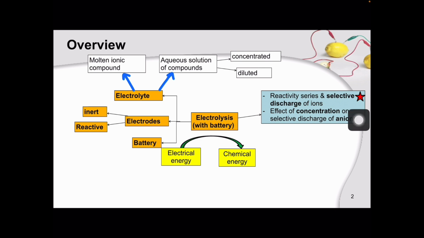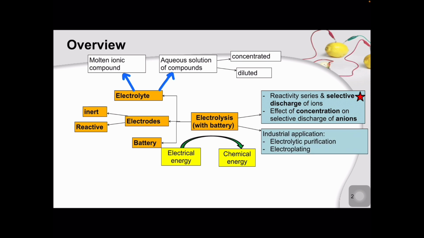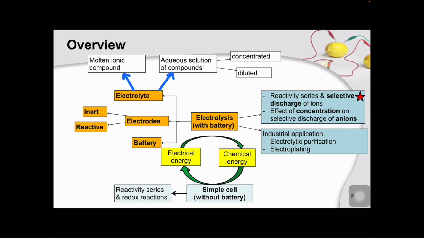Within this chapter, you will learn a lot of applications of the concept of redox reaction, and also apply your concept of the reactivity series, which are chapters you have learned this year in Sec 4. We'll go more in depth into what selective discharge means in a bit. You are also going to learn two very important industrial applications: electrolytic purification and electroplating. At the end of this chapter, you'll be introduced to the simple cell, a setup that converts chemical energy to electrical energy, which likewise taps on your understanding of the reactivity series and redox reaction.